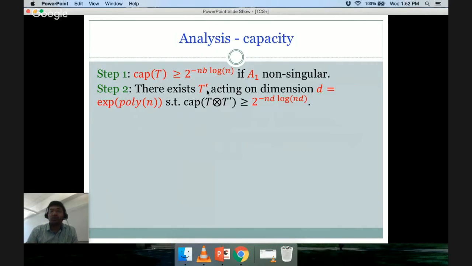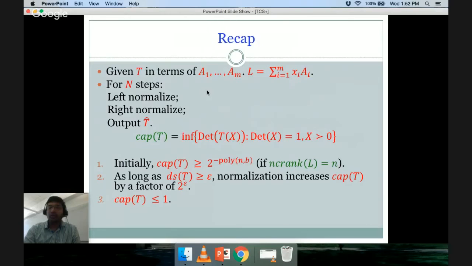Okay, so this way you can get a bound on the capacity of the tensor T prime. Ankit, so what are you trying to prove? You're trying to prove that the capacity of T at the very beginning has some lower bound, right? Yes, I'm trying to prove that the capacity of T is at least 2 to the minus poly n if the non-commutative rank of the symbolic matrix is full.